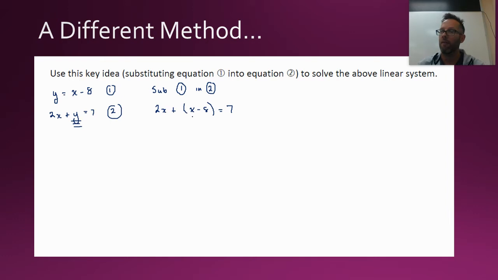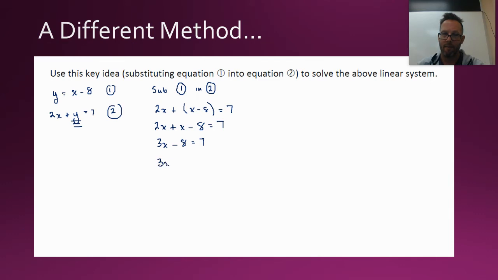And what you'll notice is this is an equation that only has x in it, and we can solve for x. Now, when I'm substituting in, I like to write brackets around what I'm substituting in. In this case, nothing is being multiplied by that bracket. It's just like a 1. So I can just drop the brackets basically. So 2x plus x minus 8 equals 7. And now this is actually a fairly simple equation to solve. 2x plus x is 3x. Remember, if you can collect like terms on the same side, do so.